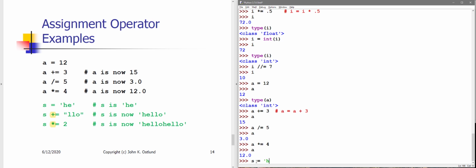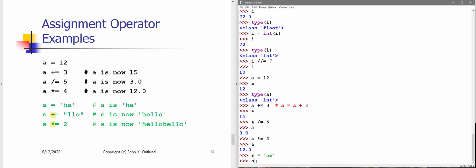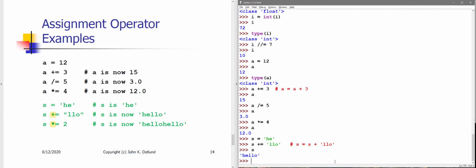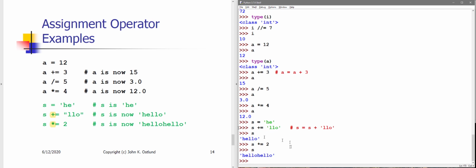Now, if S is referring to HE, then S plus gets LLO is going to be the same thing as S gets S plus LLO. Consequently, since S originally is referring to HE and plus is concatenation, since we have strings on both sides here, I'm going to get this concatenated string HELLO, and S will be modified to refer to that concatenated string. So S now refers to HELLO. And of course, if I repeat S twice, S times gets 2. Now S refers to hello, hello.